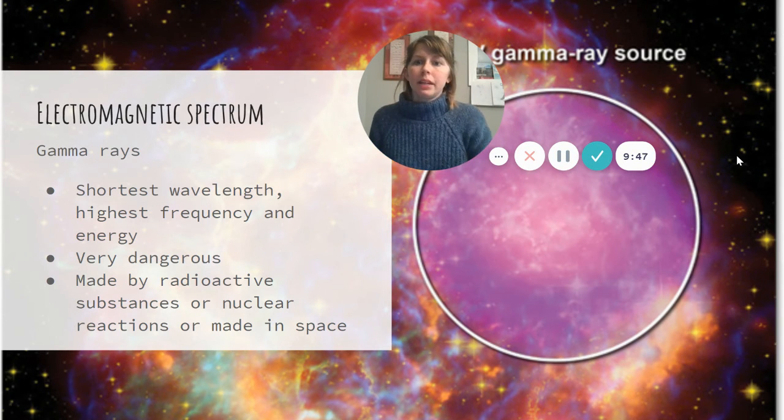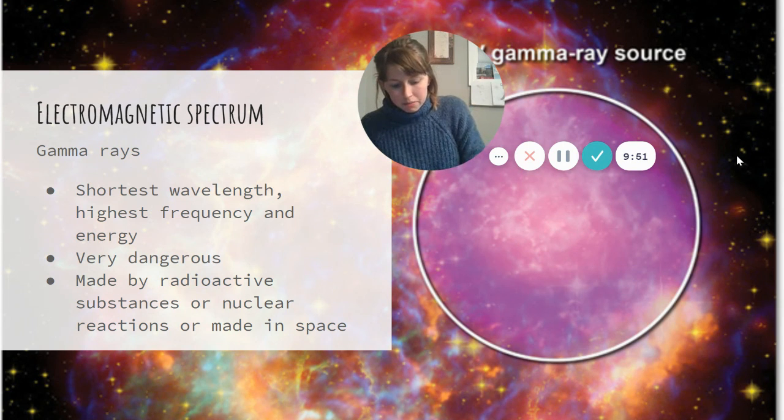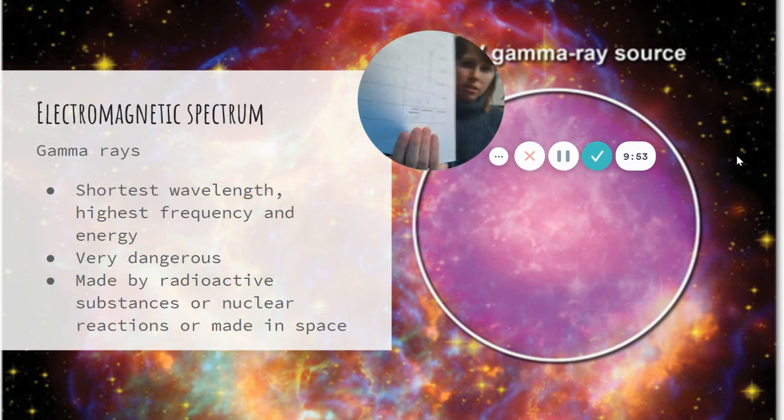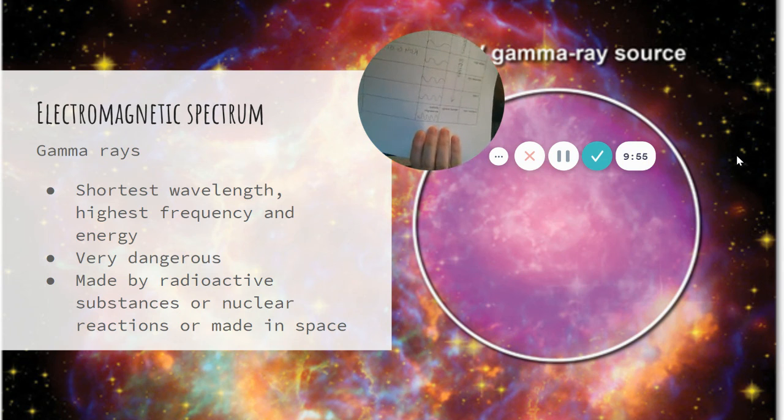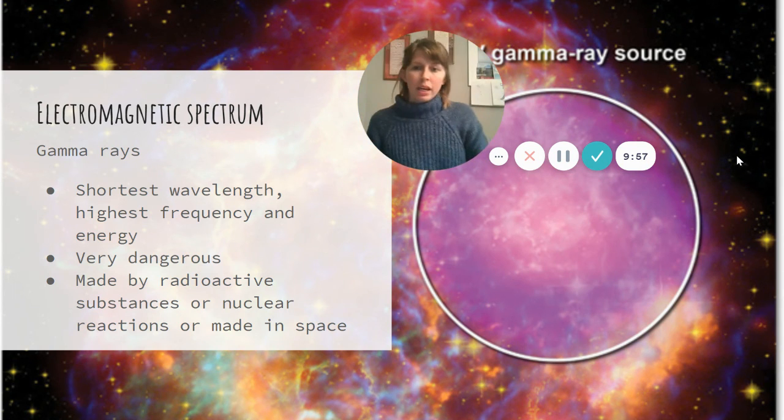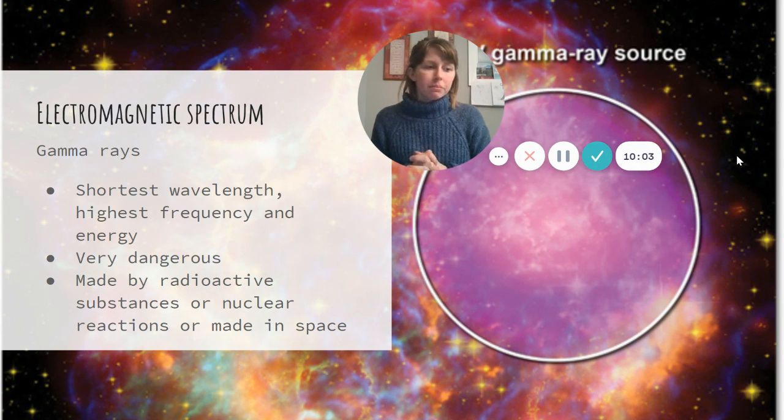And finally, gamma rays. So this is the shortest wavelength. Very, very short wavelengths, which is also the highest frequency and the most energy. Very dangerous, made by radioactive substances or nuclear reactions in space. So, yeah, we don't really talk about those a whole lot, but they're the most energetic.